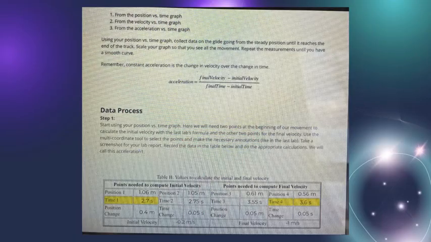Here we see our acceleration. We're using our position versus time graph to collect data on the glider going from a steady position to the end of the track, scaling the graph to see the movement, and repeating the measurement until you have a smooth curve. As you can see right here, we have the equation for acceleration, which is the final velocity minus the initial velocity, divided by the final time minus the initial time.